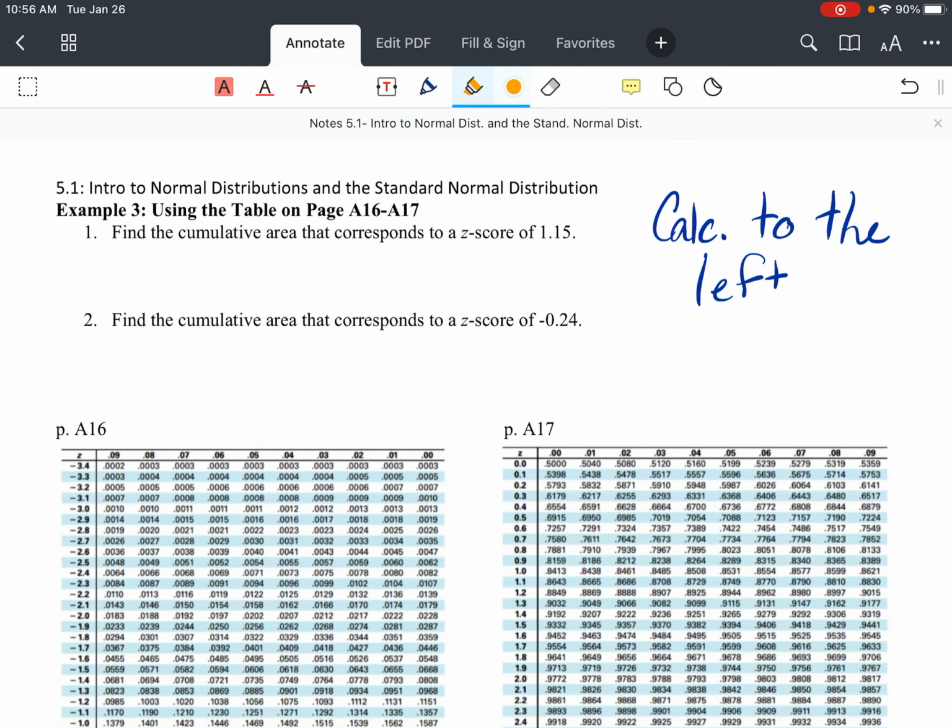All right, so for a z-score of 1.15, the way we're going to do this is we're going to take a look at this z column here. Okay, so we're looking at these and we're looking for 1.15, and notice that it is over on page A17 right here.